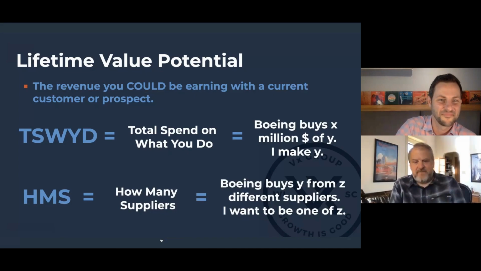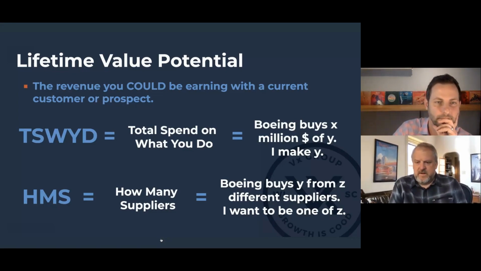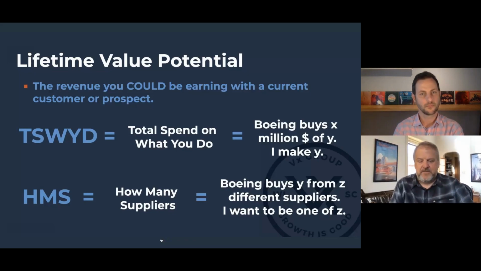The other acronym that I think we need to understand is HMS, which is how many suppliers. So Boeing buys Y from Z different suppliers. Boeing buys carbon fiber material from 5 different suppliers, and you want to be one of Z. So you want to be one of those 5. You either want to replace somebody, or you want to get them to use 6 different suppliers instead of 5 different suppliers.